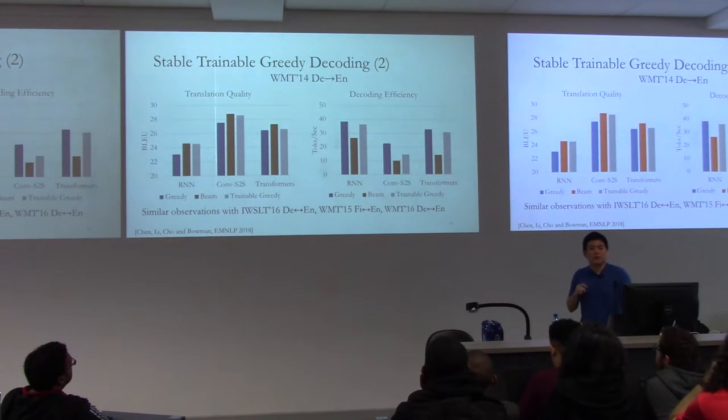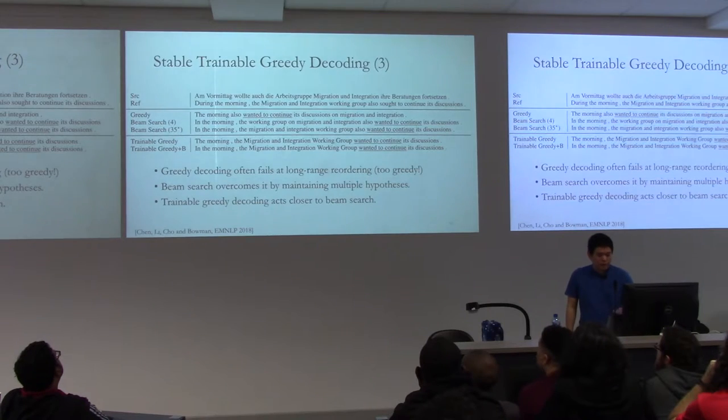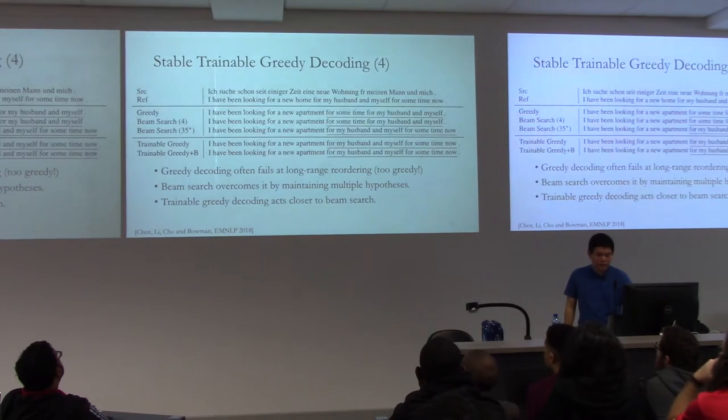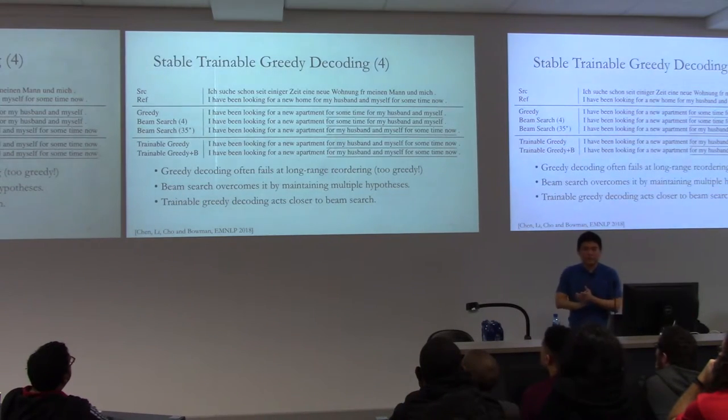But it seems like these kinds of inference algorithms can be improved much further than we think we can. These are some examples, not really that interesting. These are all in the paper. If you want to take a look, you're always welcome to do that. Okay, so this was the decoding problem.